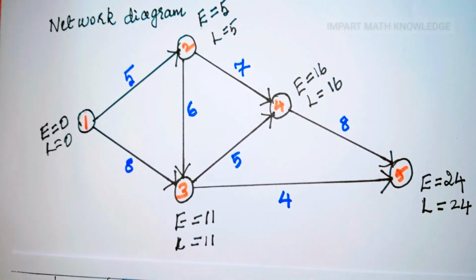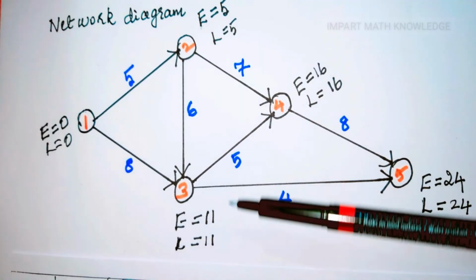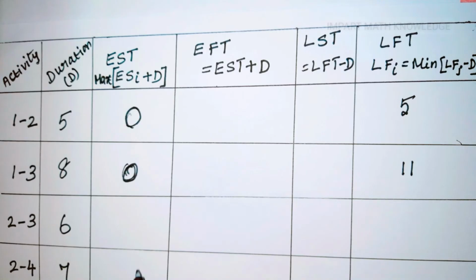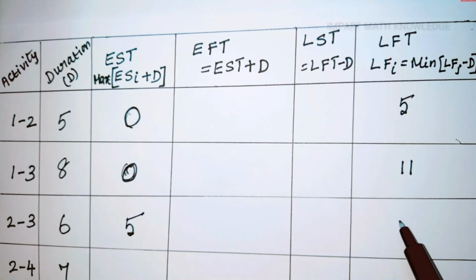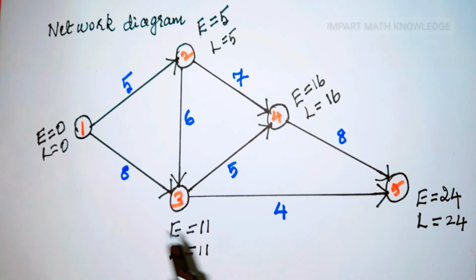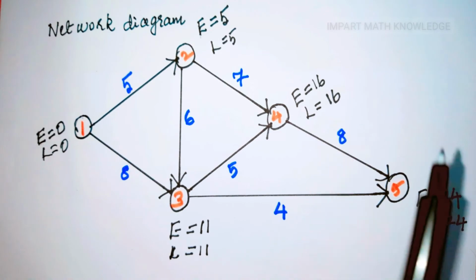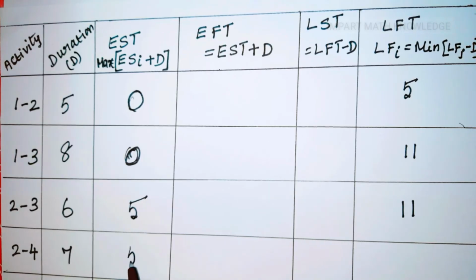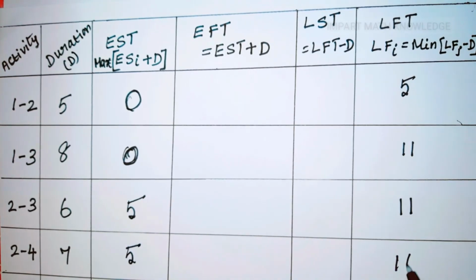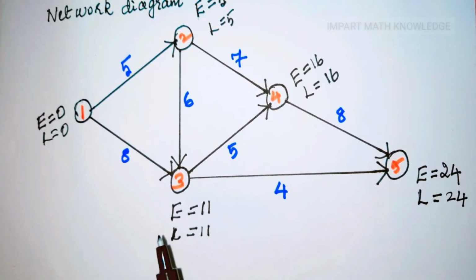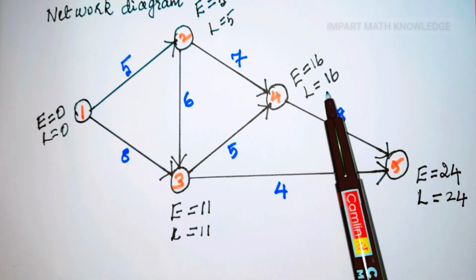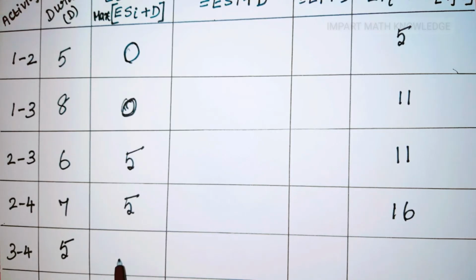For the activity 2 to 3, earliest start time is 5, latest completion time is 11. For the activity 2 to 4, earliest start time is 5, latest completion time is 16. Next, for the activity 3 to 4, earliest start time is 11, latest completion time is 16.